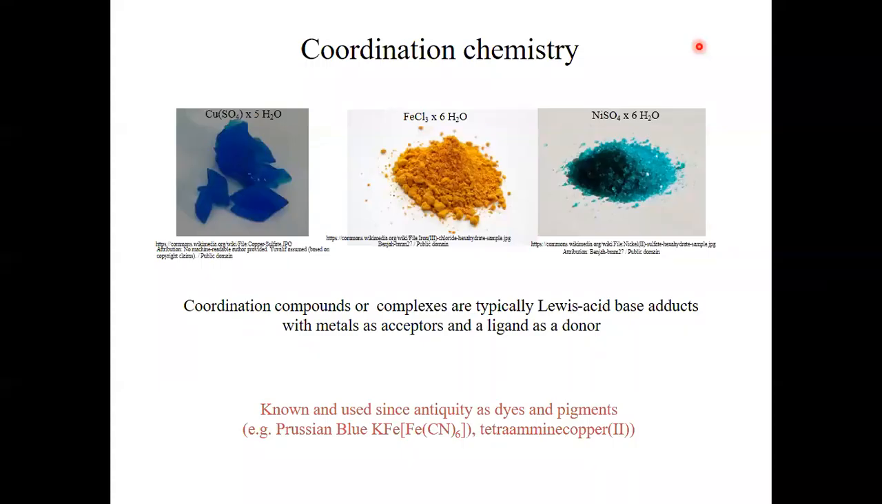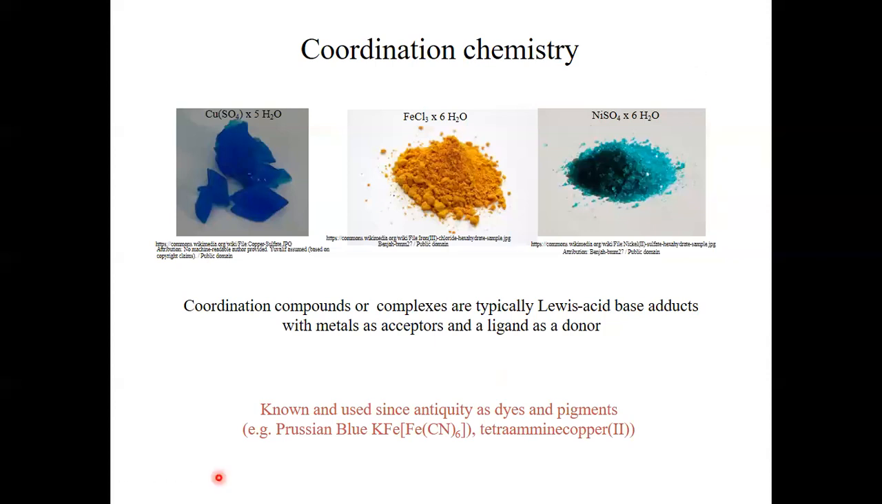Okay, so today I would like to start with the second part of this course, which will be about coordination chemistry. What we will do from now is apply the basic concepts that we have learned in the first part of the course to coordination chemistry in order to better understand it. In the beginning, I would like to give a brief introduction into coordination chemistry. So what is coordination chemistry and what are coordination compounds?